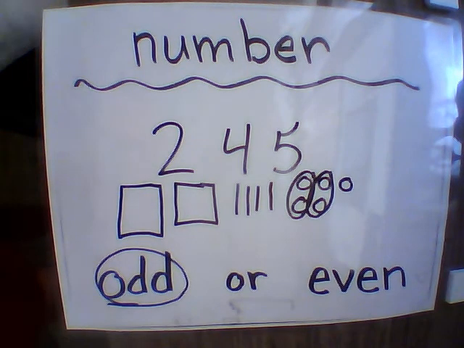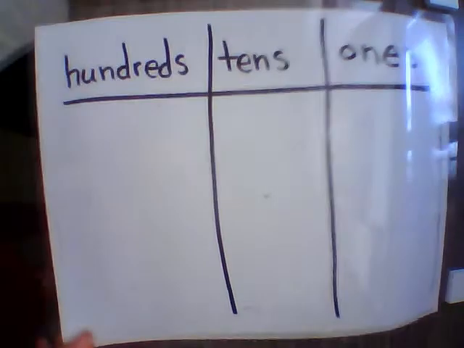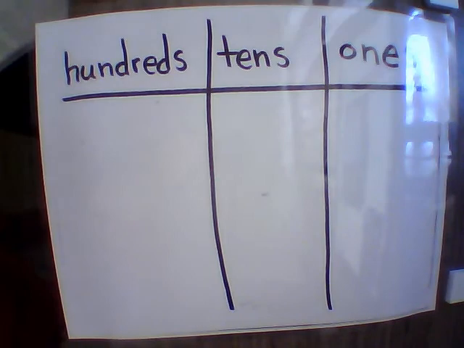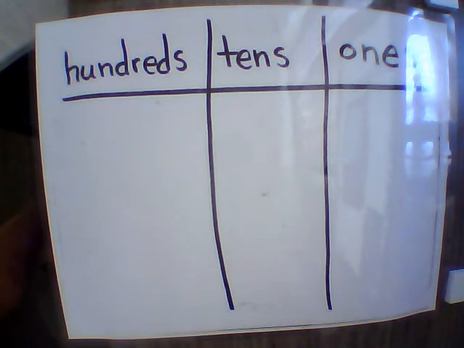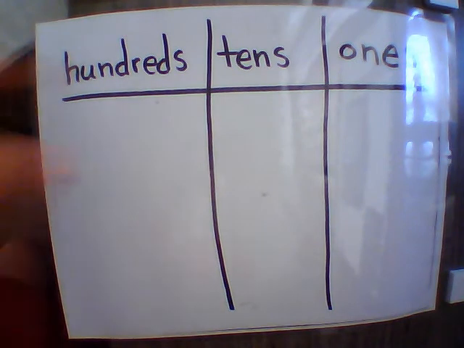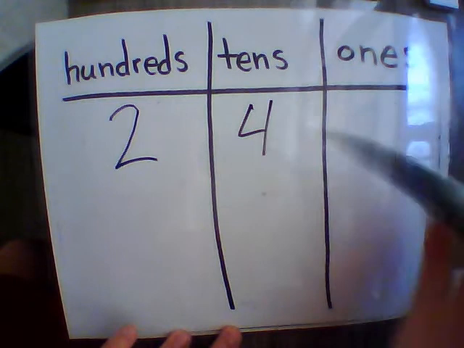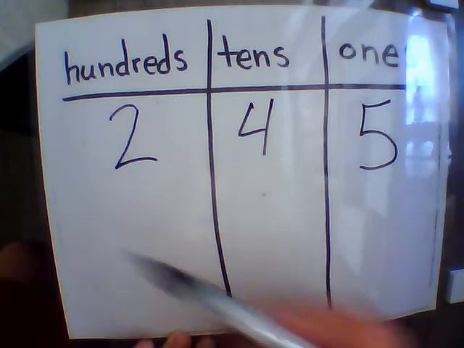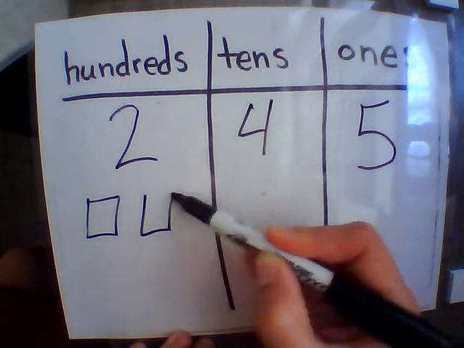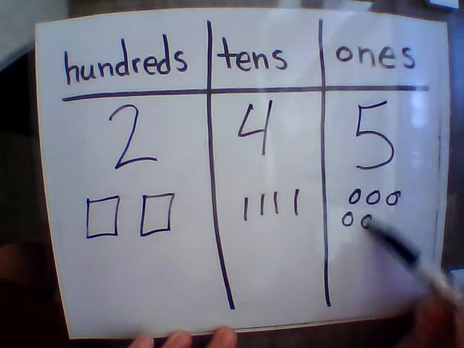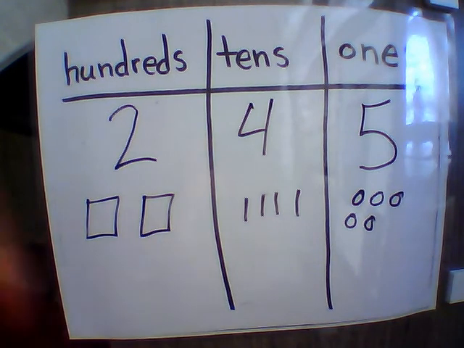Alright, moving on to hundreds, tens, and ones. Give you a moment, pause the video, and remember the number is 245, and then fill in the hundreds, tens, and ones. Do that now. Okay, so I'm going to go through this quickly. In the number 245, we have 2 hundreds, we have 4 tens, and 5 ones. Should look something like that.